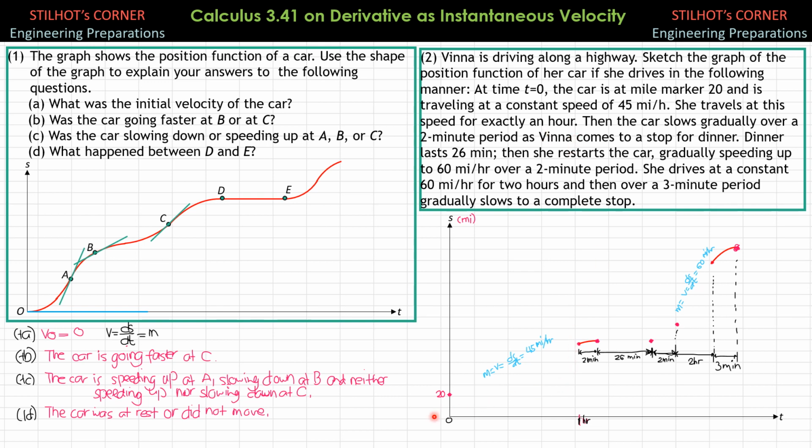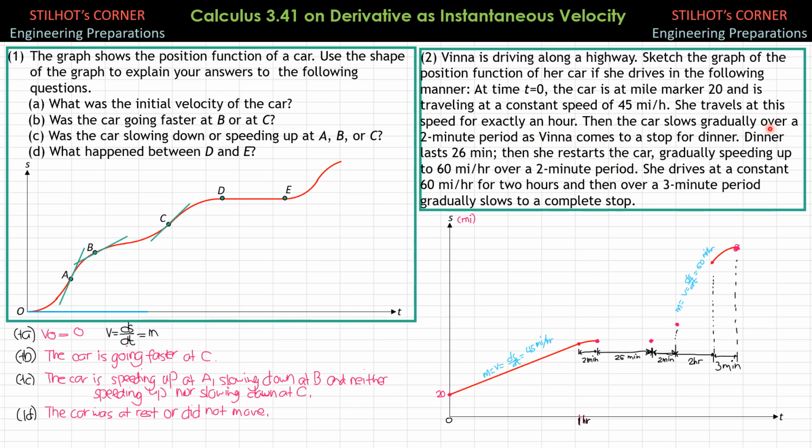So for the entire 1 hour period at the start, the curve itself is a straight line, and the slope of that line should be 45 miles per hour because slope is the derivative of s with respect to time. So m equals v equals ds/dt, 45 miles per hour. So that's the graph for the first hour. She travels at this speed for exactly an hour.